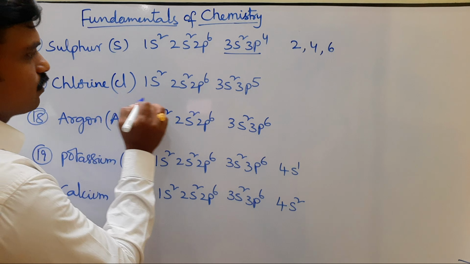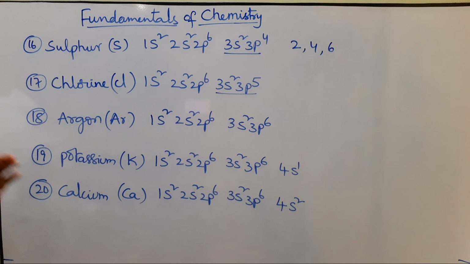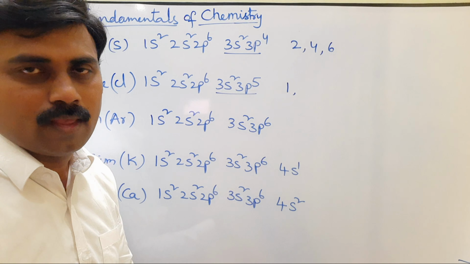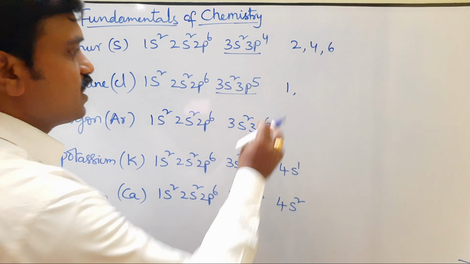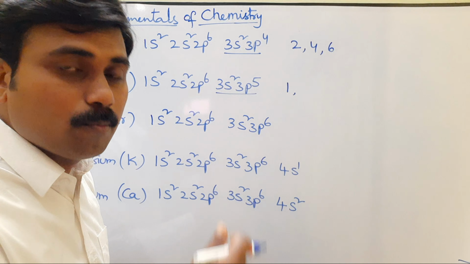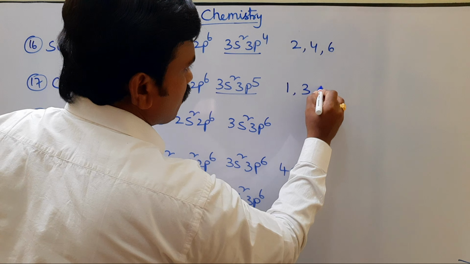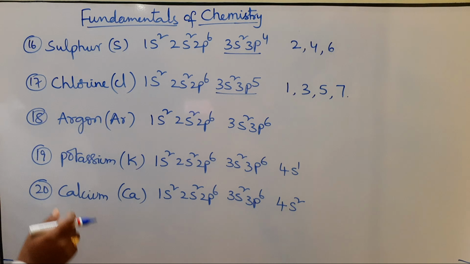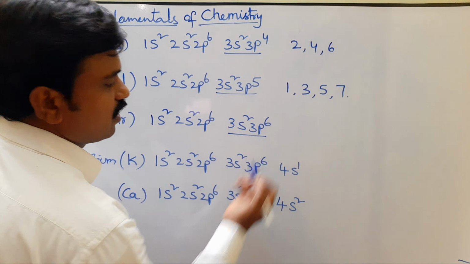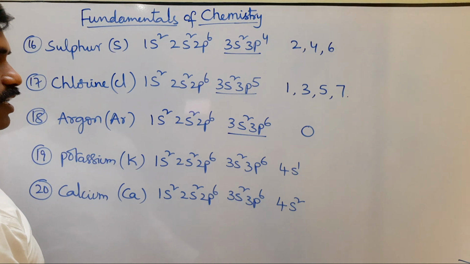Next, 17th one is chlorine: 1s2, 2s2, 2p6, 3s2, 3p5. It has 7 electrons in its valence shell, so it generally exhibits valency 1. Not only valency 1, chlorine can exhibit other valencies because it has vacant d orbitals. Paired s and p orbital electrons move into d orbitals. So it exhibits valencies 3, 5 and 7. Next element is argon. Its electronic configuration is 1s2, 2s2, 2p6, 3s2, 3p6. It has 8 electrons in its valence shell. It is a noble gas and its valency is 0.